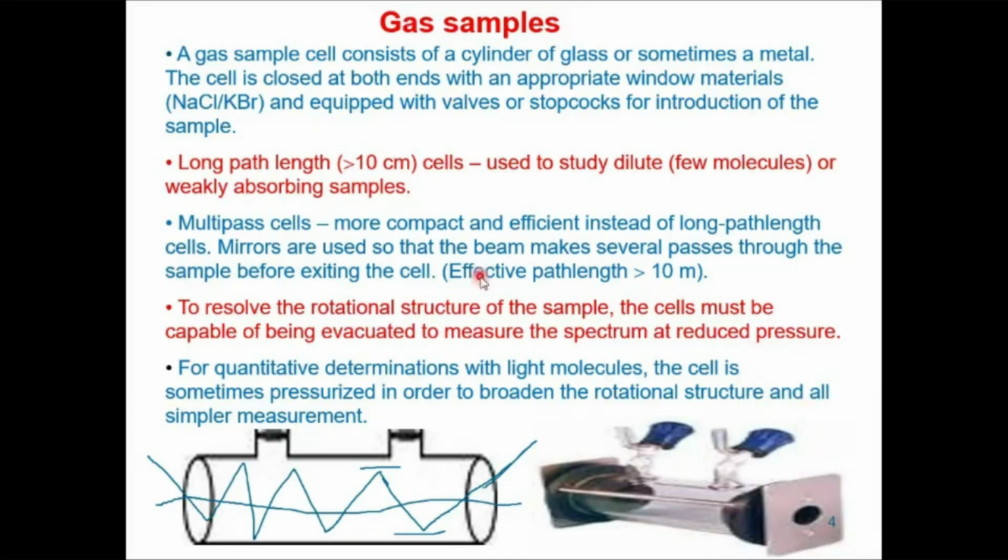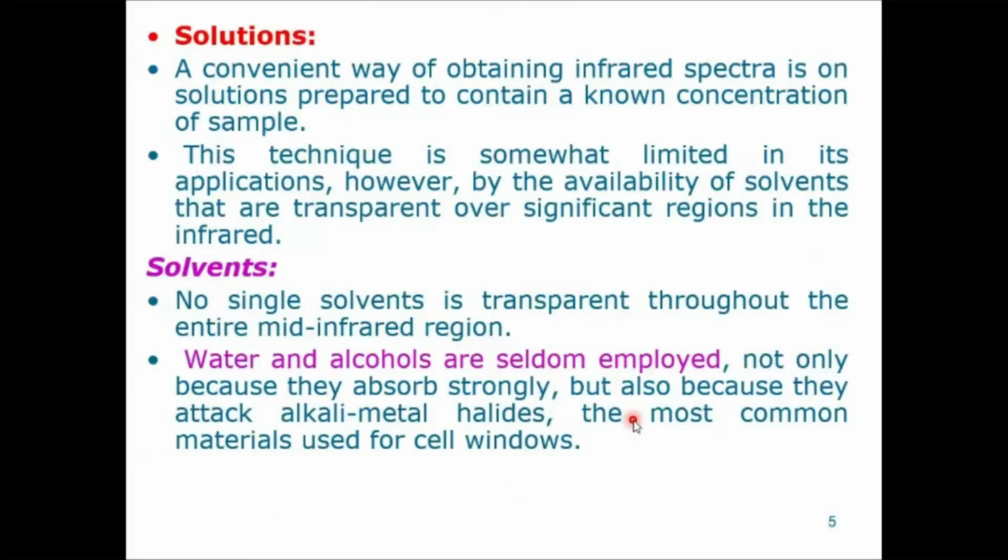To resolve the rotational structure of the sample, the cell must be capable of being evacuated to measure the spectrum at reduced pressure. When you reduce the pressure, the molecules, instead of vibrating more, express more rotational and translational motions. So that can be utilized by reducing the pressure in the cell. For quantitative determination with light molecules, the cell is sometimes pressurized in order to broaden the rotational structure in sample measurement. Okay, that was related to gases.